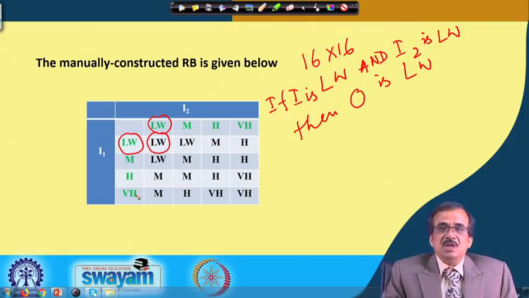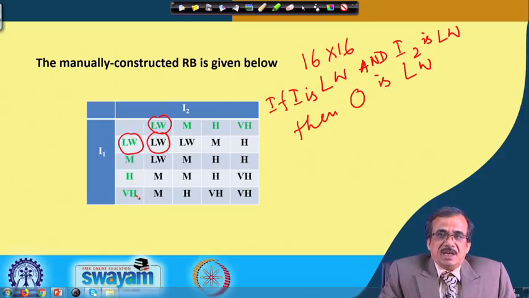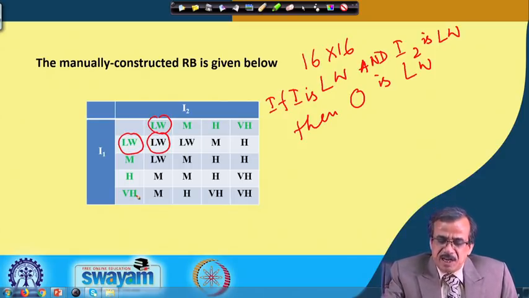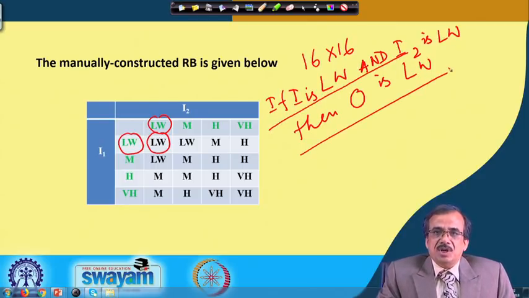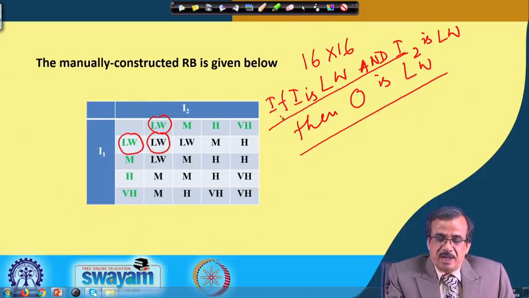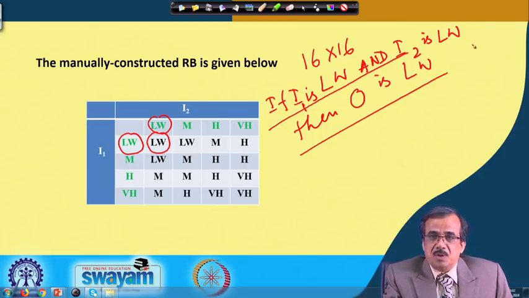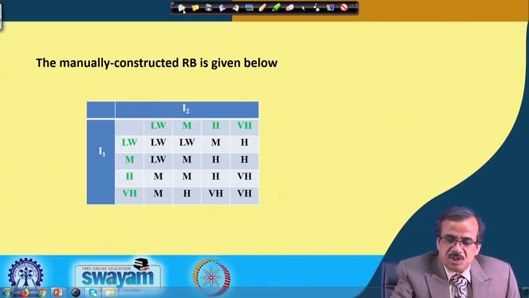Now, this shows all the 16 rules, manually constructed. The designer will design this particular rule base based on his or her experience on that particular problem. As I told, a particular rule is nothing but the relationship between the inputs and output, and let me read once again the first rule. If I 1 is low and I 2 is low, then output O is low, and similarly we have got 16 such rules.